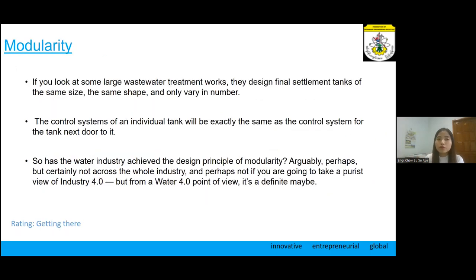And the last one is modularity. If you look at some large wastewater treatment works, they design final settlement tanks of the same size, the same shape, and only vary in number. So the control system of an individual tank will be exactly the same as the control system for the tank next door to it. So has the water industry achieved the design principle of modularity? Arguably, perhaps, but certainly not across the whole industry. Perhaps not if you take a first-class view of Industry 4.0, but from a view of Water 4.0, it is a definite maybe. So as for the rating of modularity, it is getting there.